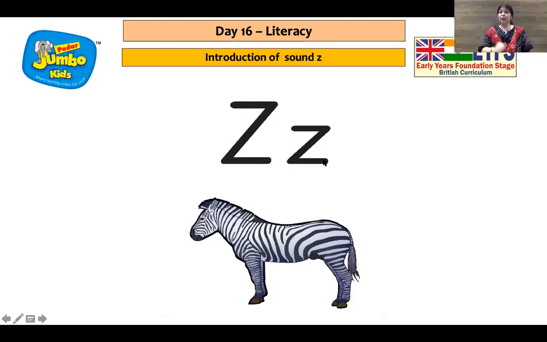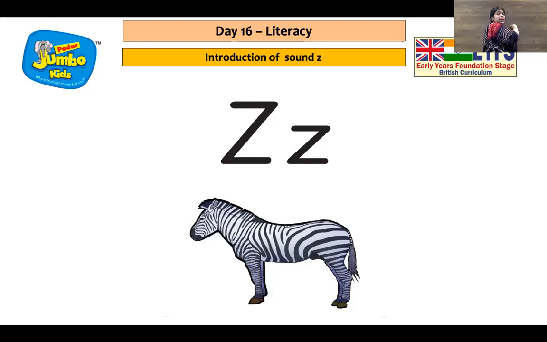So children, now it's time to do desk writing. And you can write on a flat surface. And teacher is having this flat surface, so she will write here. So first we are going to write the uppercase Z. Sleeping line, slant line, and again a sleeping line.